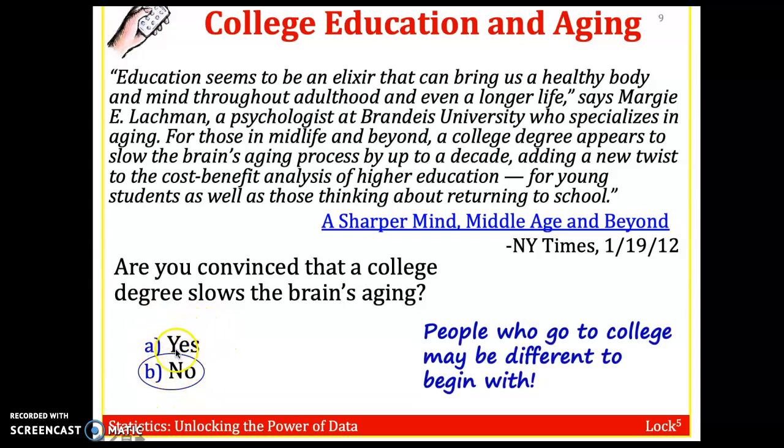So the answer might be yes overall, but it could be possible that people who go to college may be different to begin with, that it's not the actual college experience that slows the aging process. It's the people that choose to give up 2 to 6 or 8 years of their life to study might be different to begin with. And that's what we talk about. There's definitely an association between college degree and the brain's aging process, but that causal relationship is a lot more difficult to confirm.